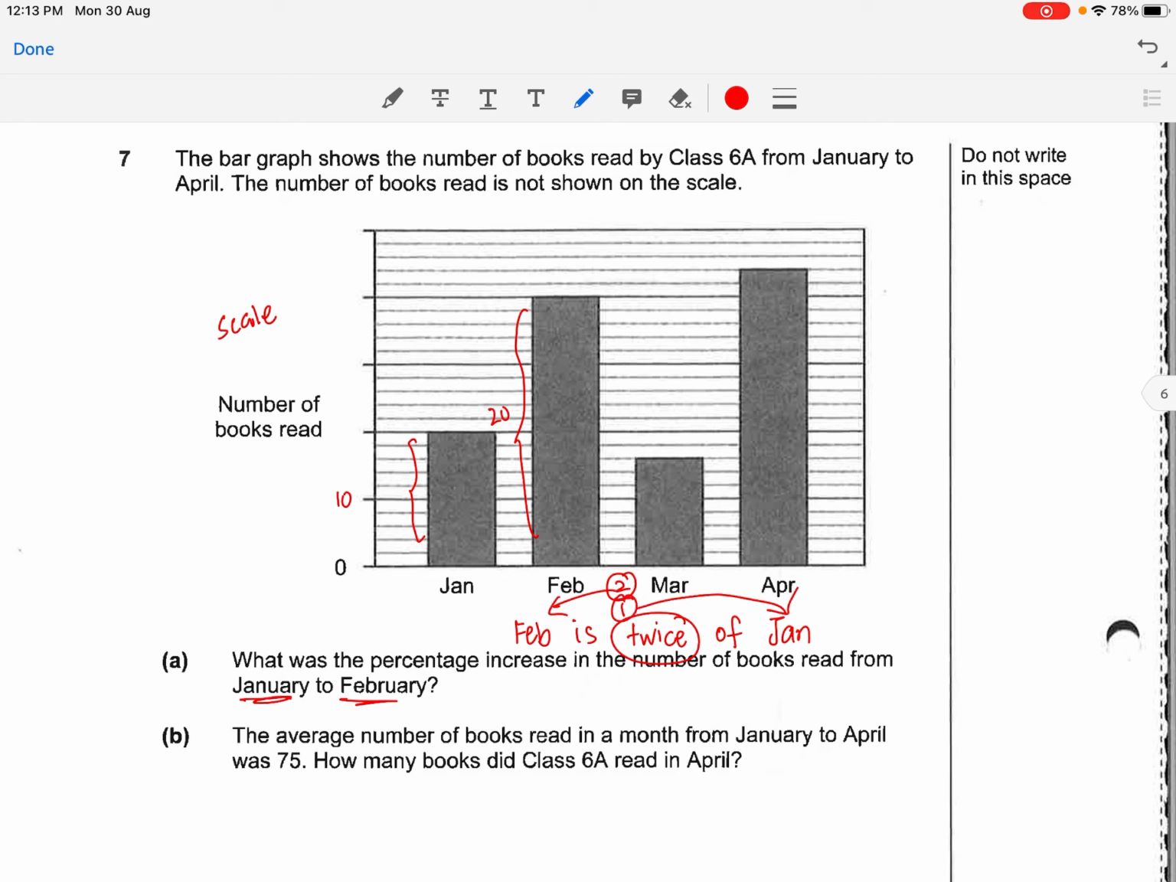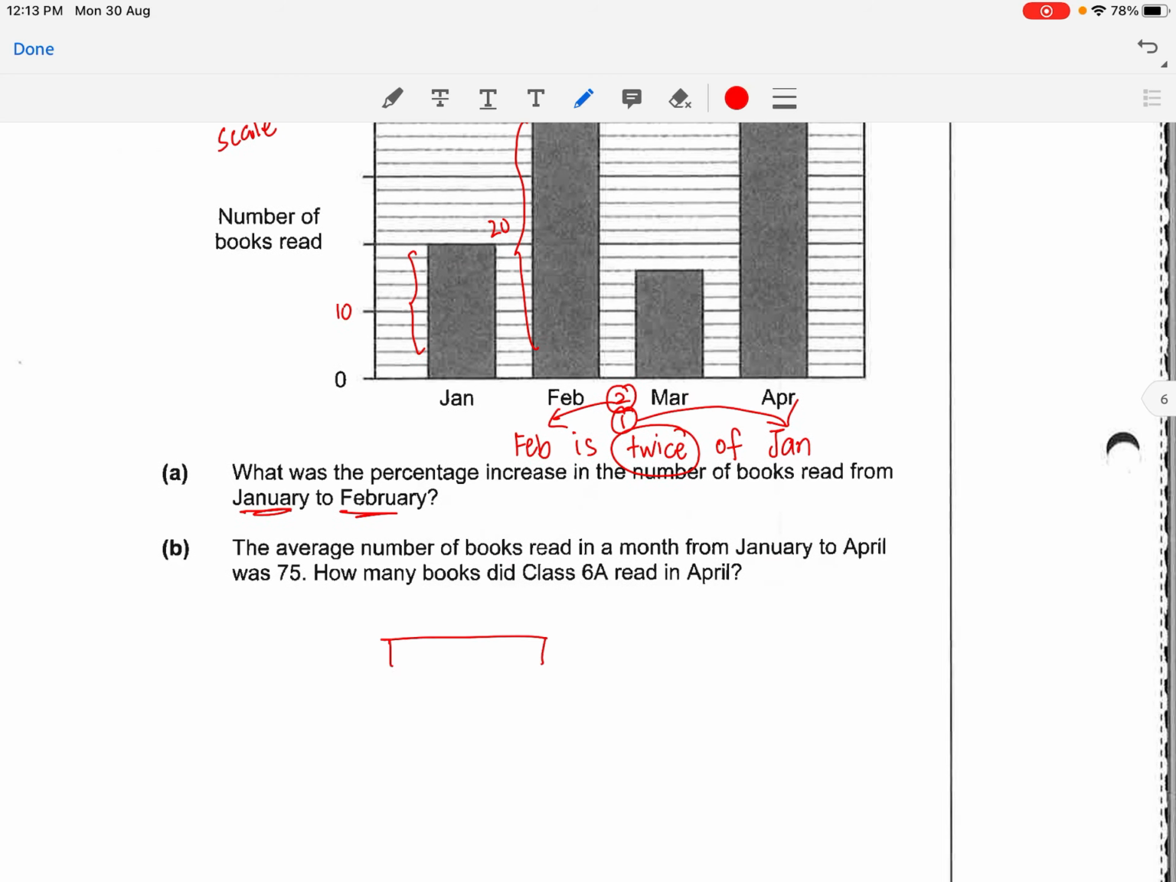So how do we get the percentage increase? It's actually twice. So if I draw a model out to represent the twice, February, this is January. So it is exactly, if January is 100%, February is another 100% increase. So the answer for A is 100%.